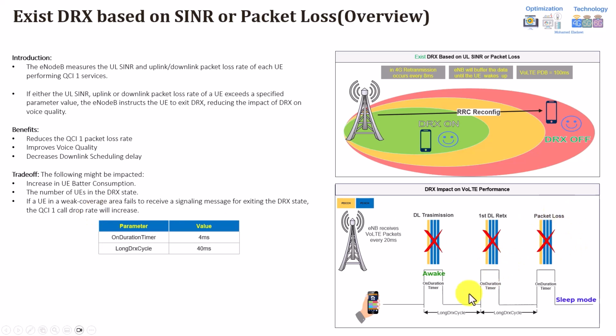So actually, once you disable the DRX, what will happen? The eNodeB will now have the capability to transmit the data or the packet at any time to the user, which means every 20 milliseconds it can be transmitted. So you will have many opportunities to retransmit the packets in case of retransmission.